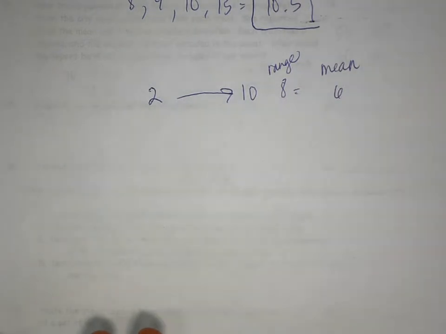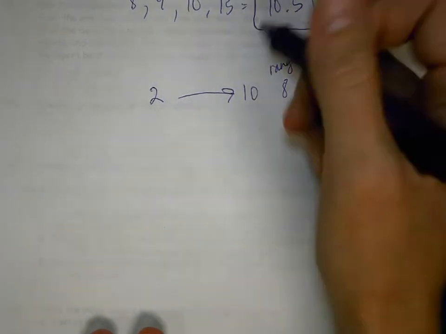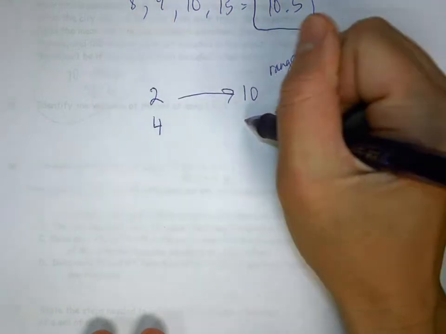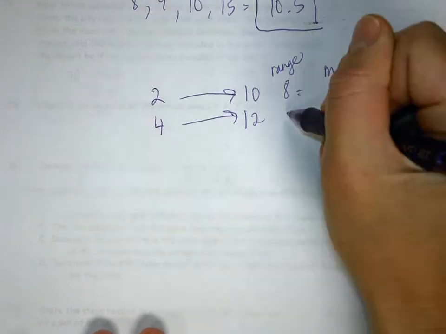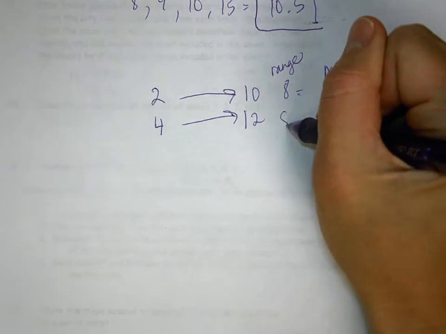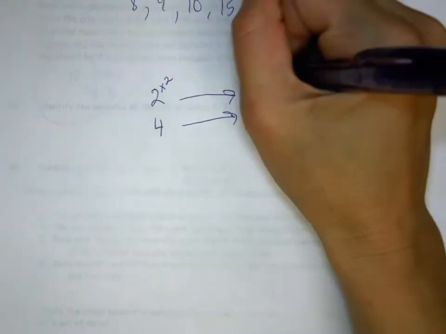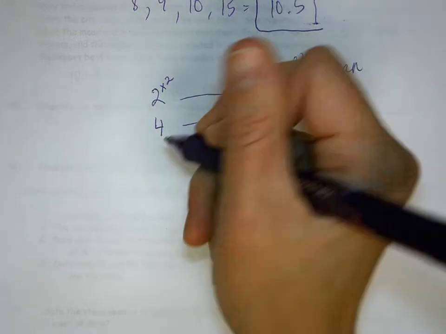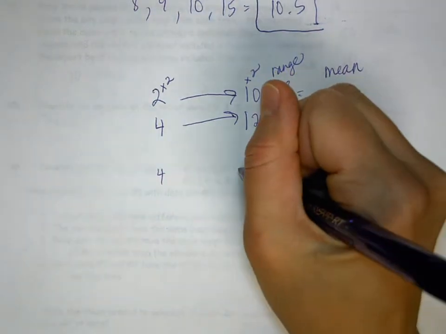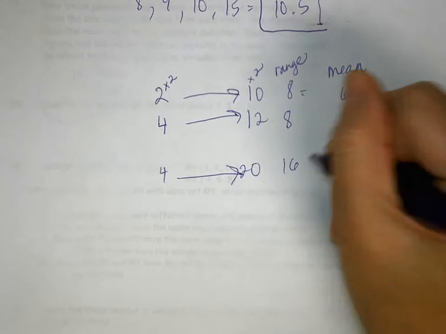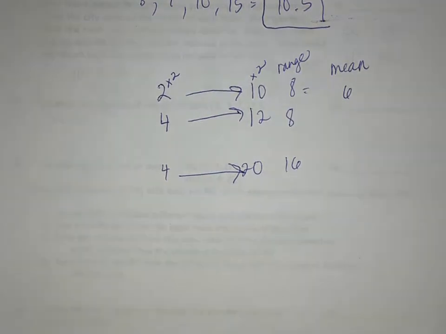This will make more sense when I show you a different thing. Okay, but if I added by 2, this would be 4 and this would be 12, but my range is what? Okay, but if I said that I multiplied it by 2, so what is 2 times 2? 4. And what is 10 times 2? 20. And what's the range now? 16. It increased.